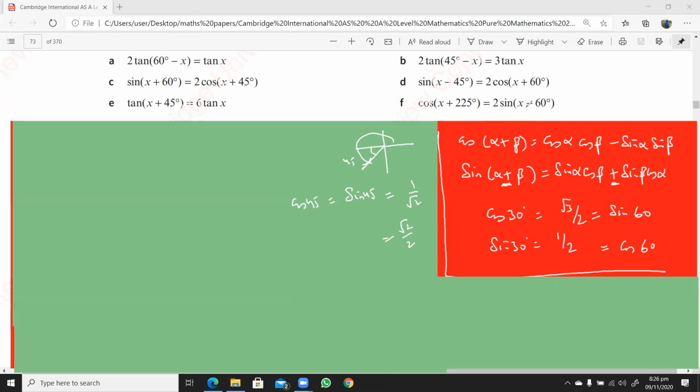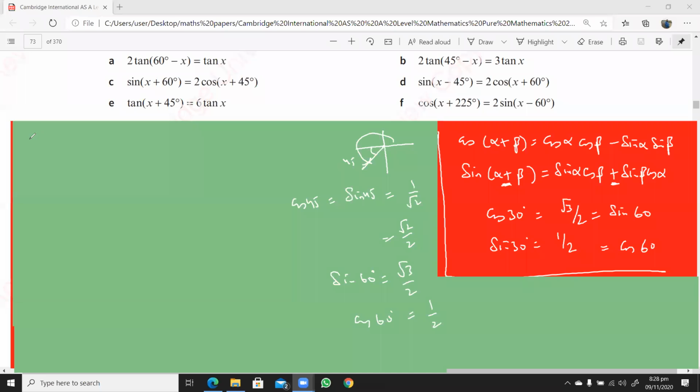Then you need to have the sine 60 value, sine 60 and cos 60. Sine 60's exact value is under root 3 over 2, and cos 60's exact value is half. You just try this, okay, and then I'll tell you.